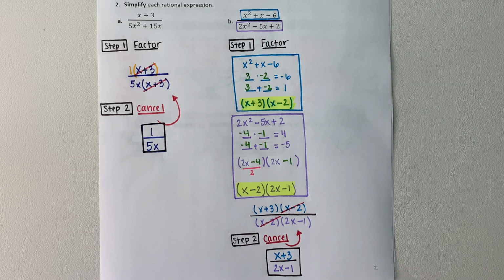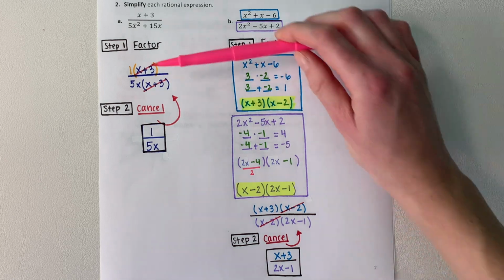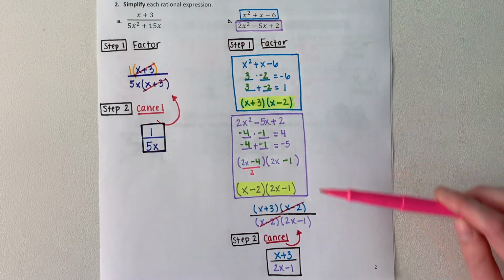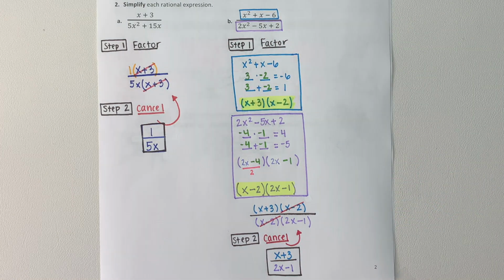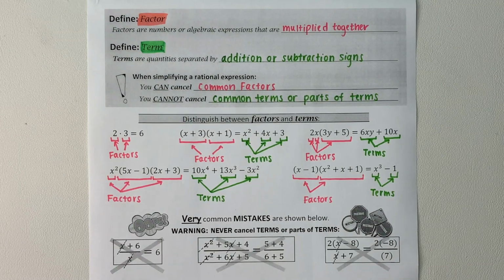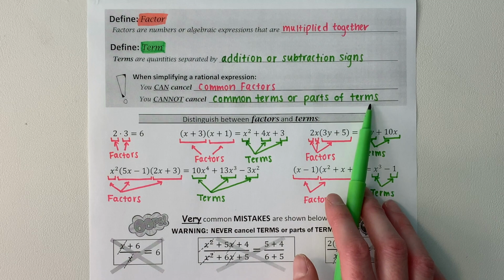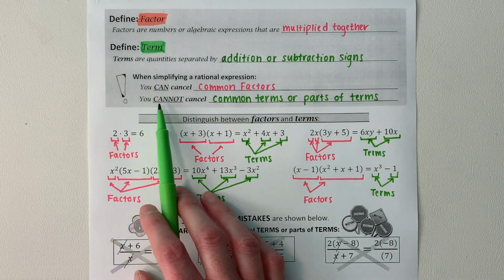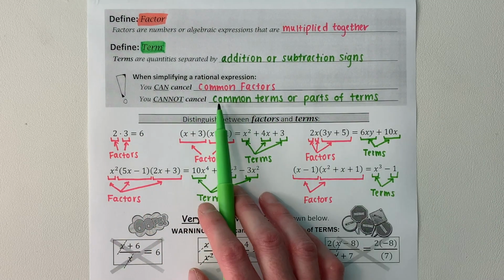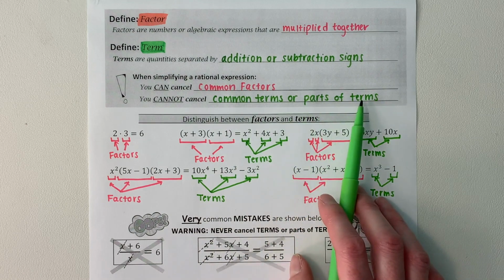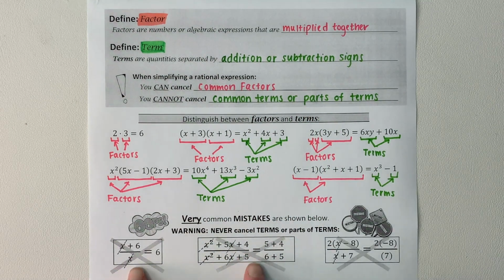And if we look back at our previous work, we can see that that's exactly what we've been doing. Here we cancel these common factors, and here we cancel these common factors. You cannot cancel common terms or parts of terms. This is one of the most common mistakes, is that students will cancel terms or parts of terms. So these three examples illustrate very common mistakes. Let's look at this first example here.